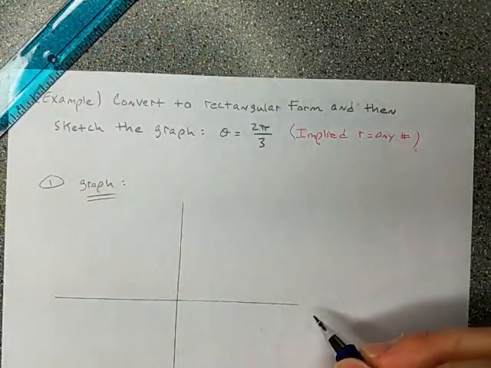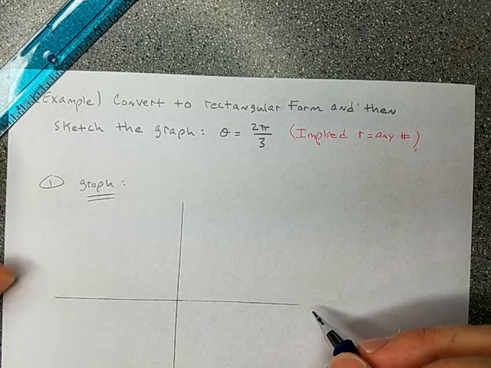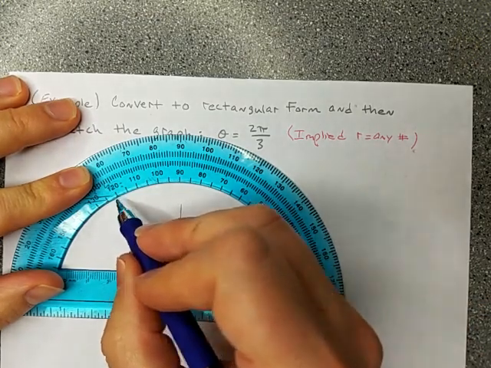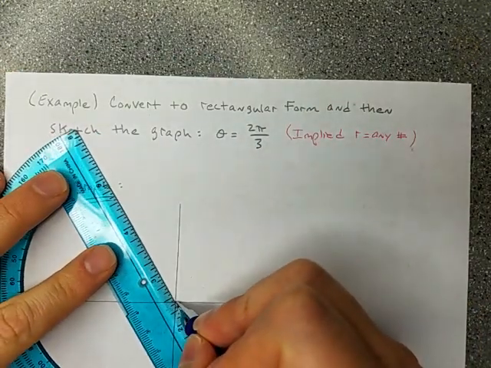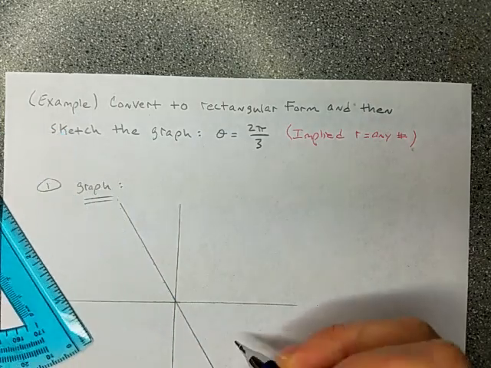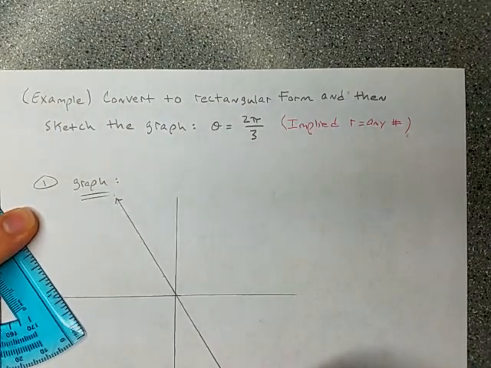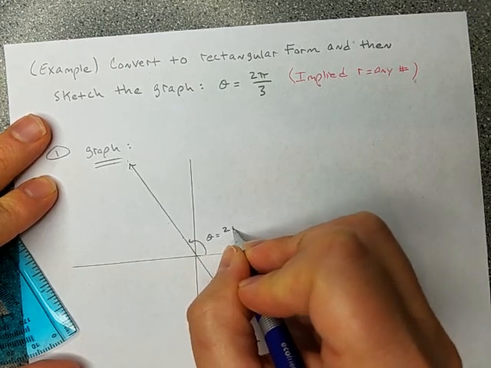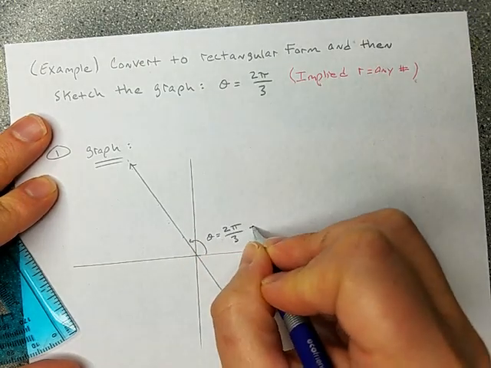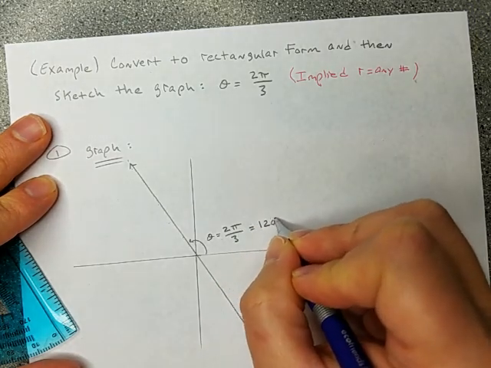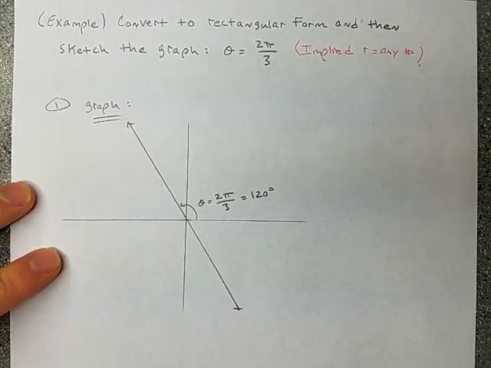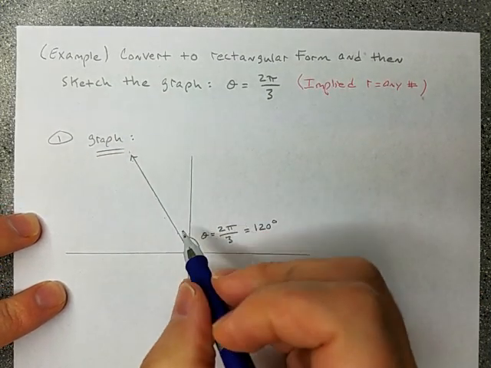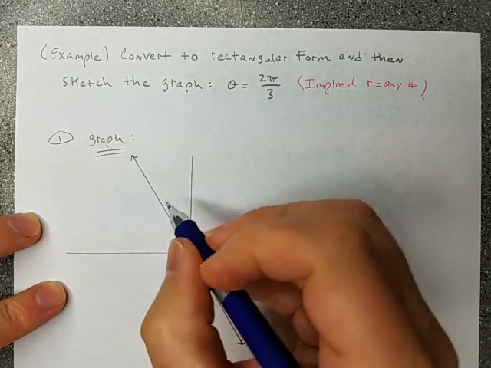So 2 pi over 3, so that's 120 degrees. So imagine that I had a line oriented like this. All right. That would be it. Okay. So there is theta. 2 pi over 3 in radians, or 120 degrees if you want it in degrees. So all the points on that would be here. If r is positive, it's going to be out here.